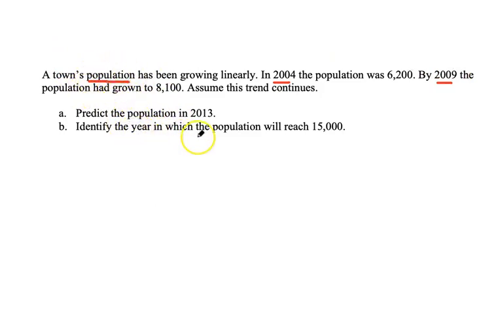So that's going to be the dependent variable. Same thing here. Now we go back and identify the year. It's still the independent variable. We're just going to solve for it because here we would have the answer for the dependent variable. So let's go take a look and see how we do this mathematically.